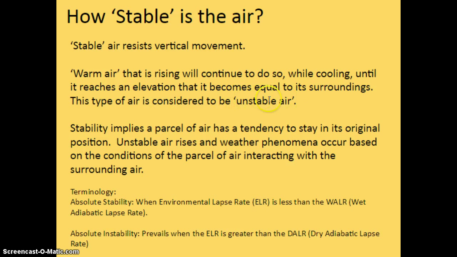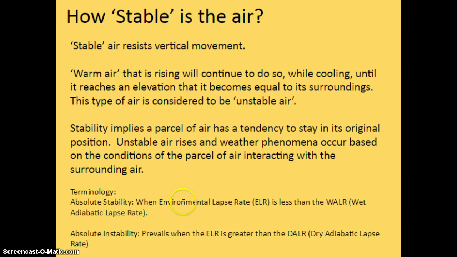Where you find air rising, you consider that unstable. Stability implies that a parcel of air has a tendency to stay in its original position, meaning it's not rising. Unstable air can rise, and weather phenomena occur based on the conditions of the air parcel interacting with the surrounding air. So we got some terms associated.